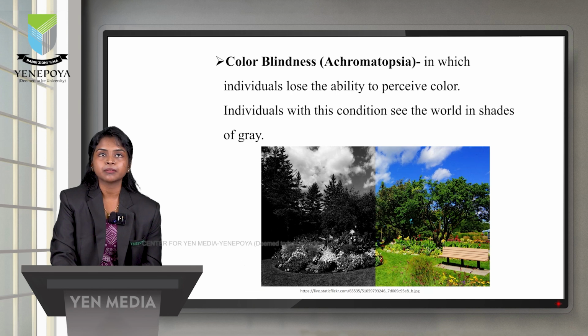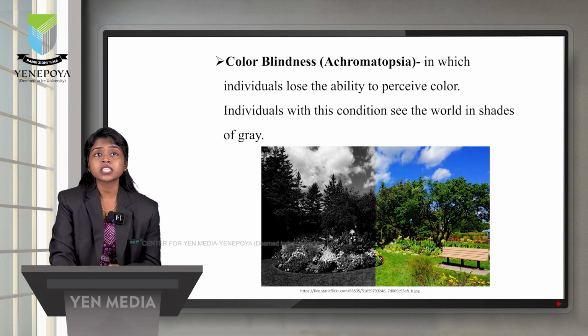Next is color blindness, otherwise called achromatopsia, in which the individual loses the ability to perceive color. That means a world of grey shades. The individual with this condition sees the world only in grey. They couldn't see in color.